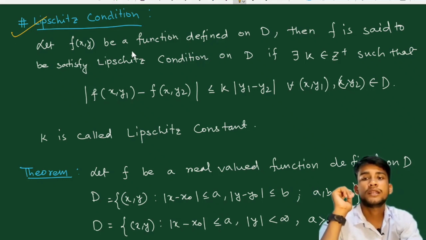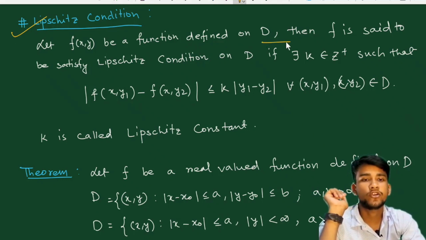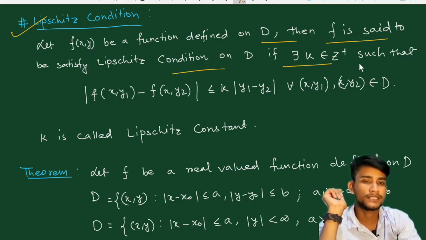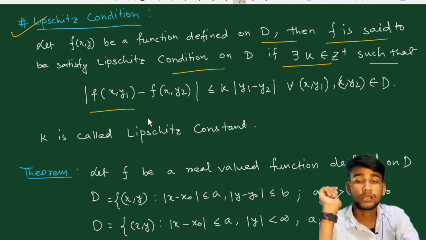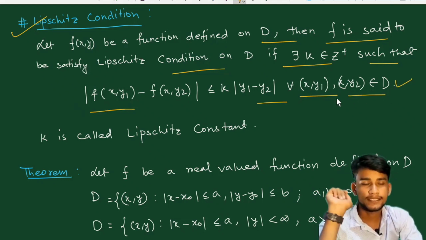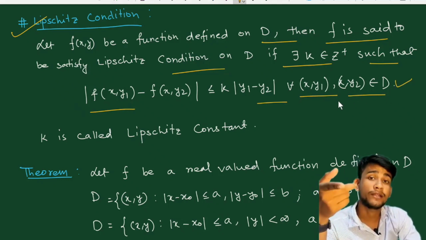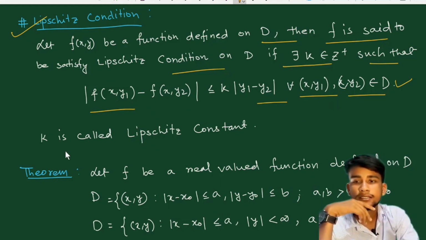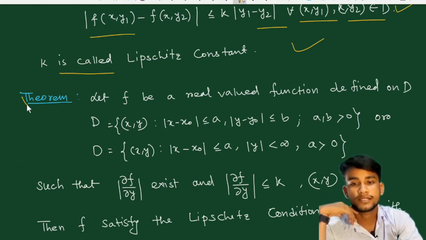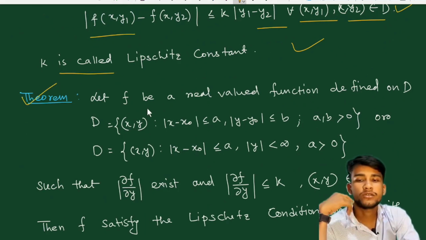Let f(x, y) be a function defined on D. Then f is said to satisfy the Lipschitz condition on D if there exists k belonging to Z plus such that mod of f(x, y1) minus f(x, y2) is less than or equal to k into mod of y1 minus y2, for all (x, y1) and (x, y2) belonging to D. That is the Lipschitz condition on the variable y only, and k is called the Lipschitz constant.